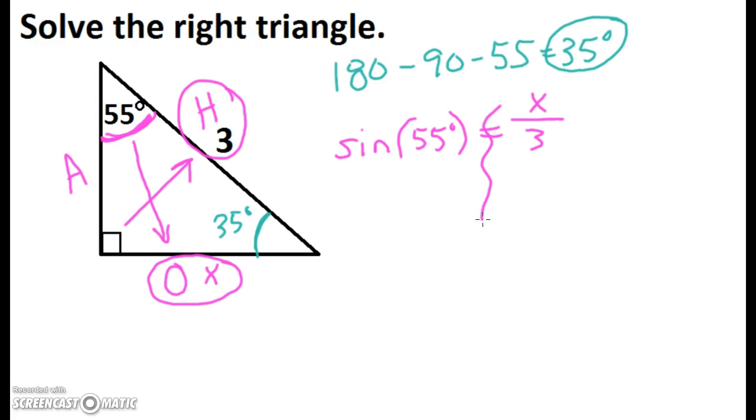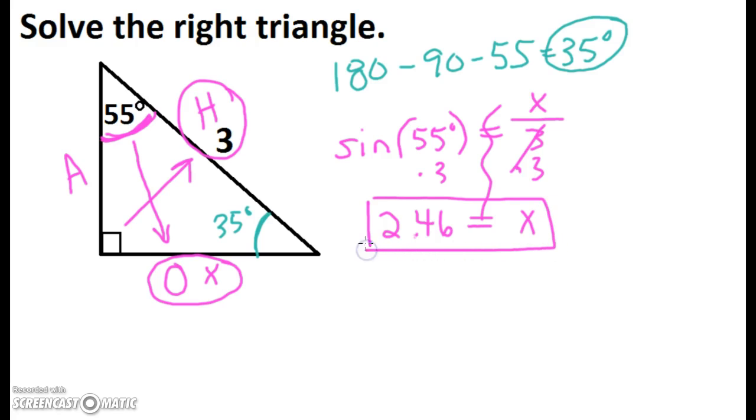And then I'm just going to solve this equation. To get X by itself, I would need to multiply by 3, and I get X is equal to, and so in your calculator you just type sine of 55 and then close your parentheses times 3. And I get that X is 2.46 if you round correctly. So this is one side of the triangle. This side down here is 2.46.